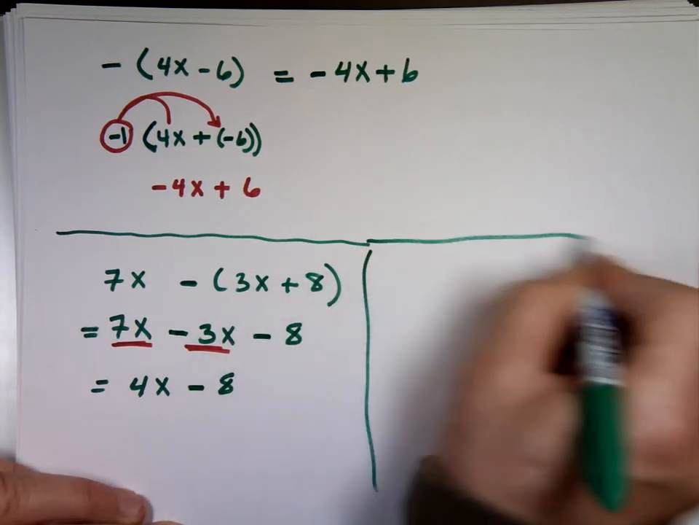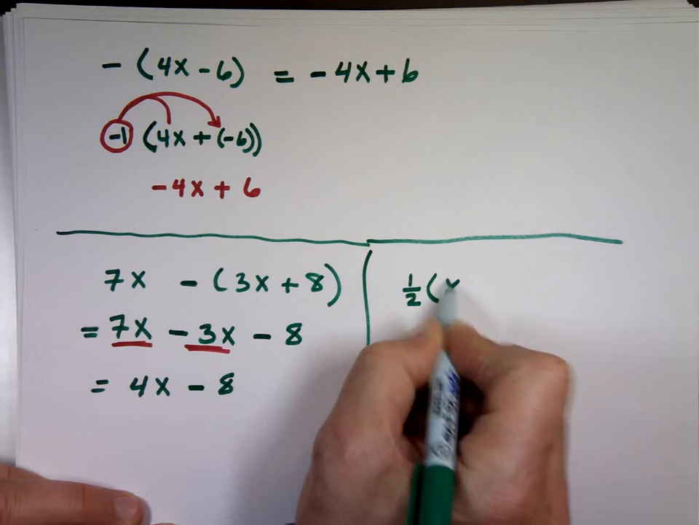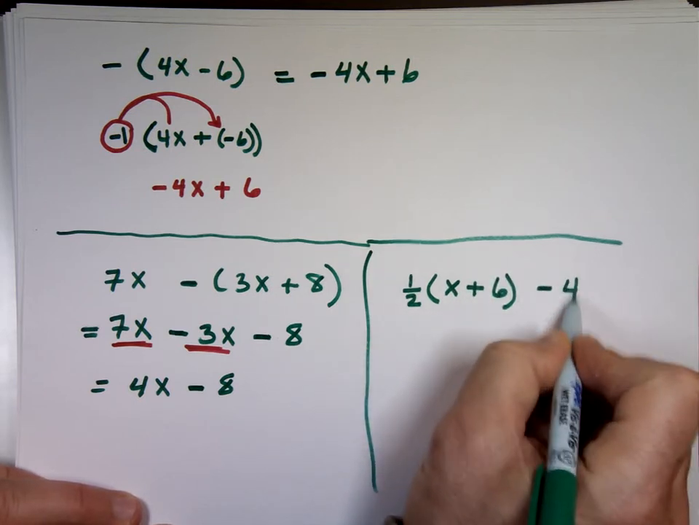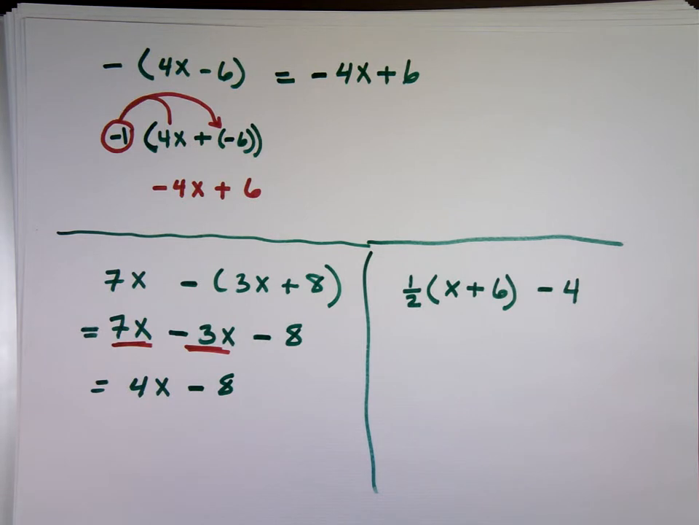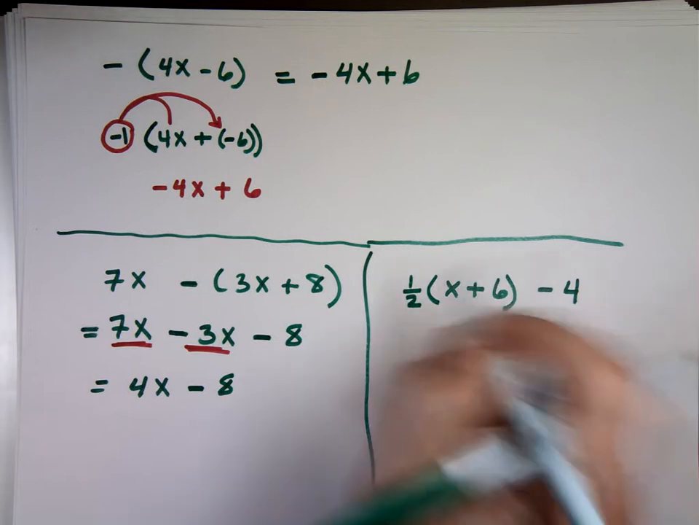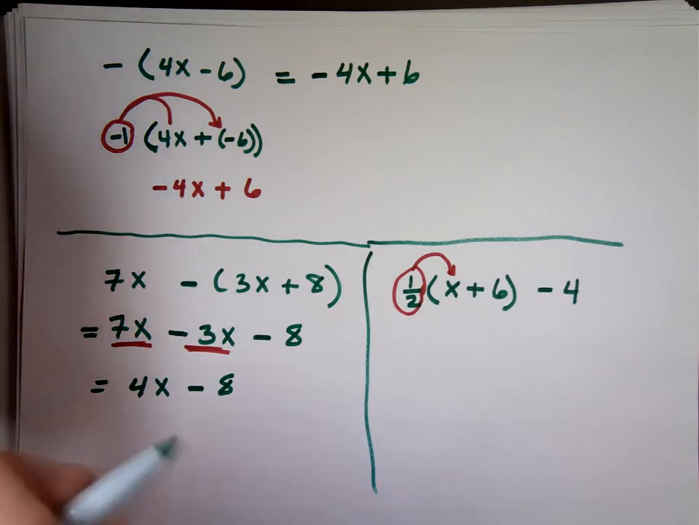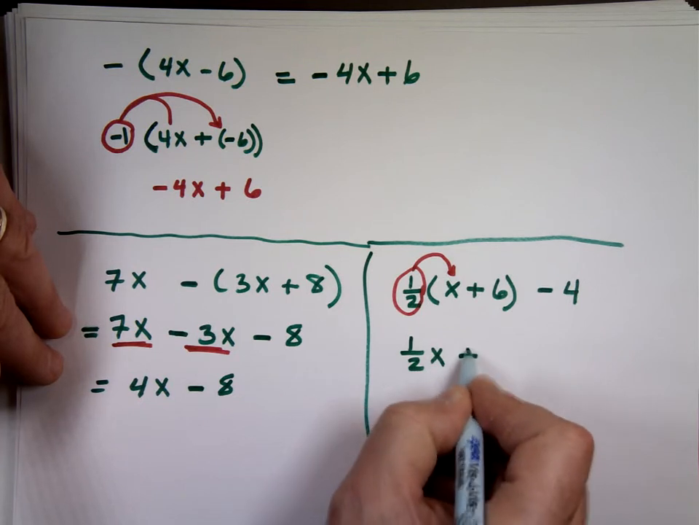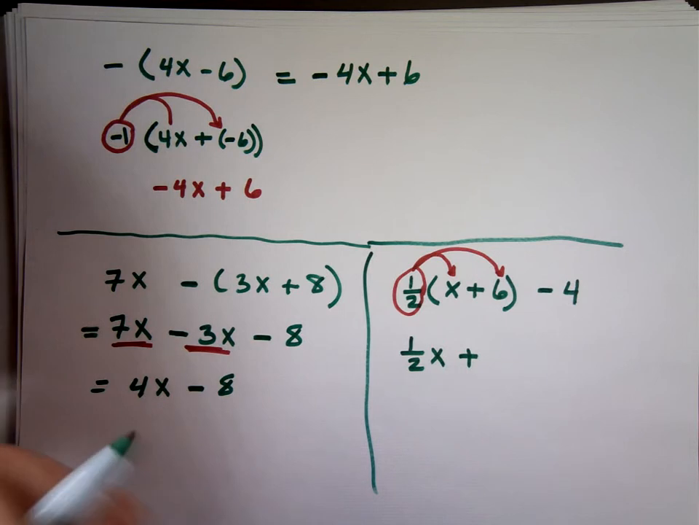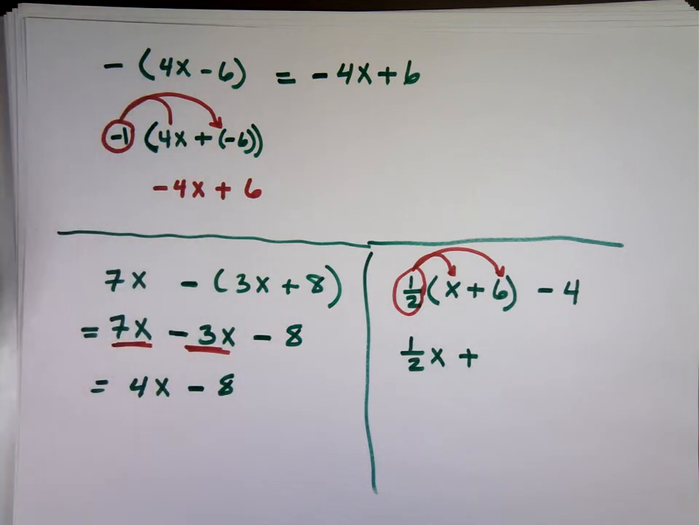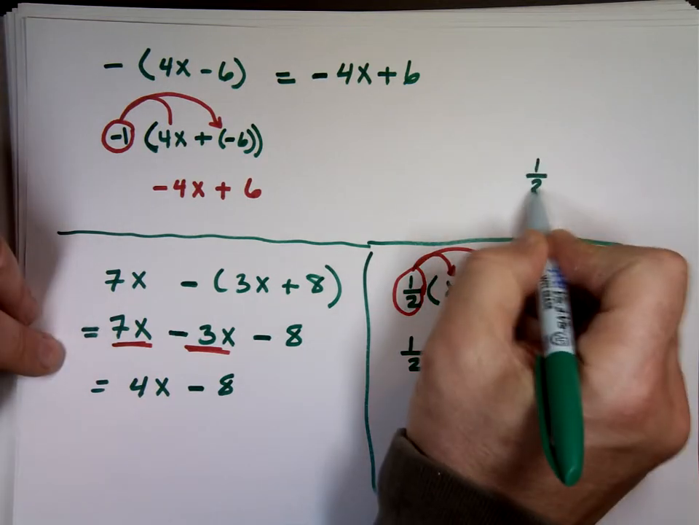I'll try another one here. What is 1/2? Let's use fractions. 1/2 times the quantity x plus 6, minus 4. Any suggestion? Don't give me fractions. Well, you're going to see them. Let's multiply first. What's 1/2 times x? 1/2 x. There's the plus sign. What's 1/2 times the 6? What is 1/2 times 6?